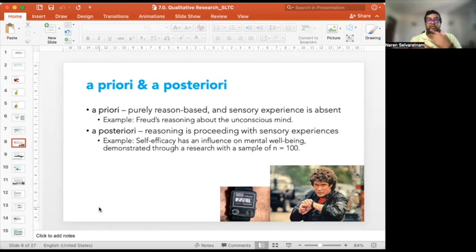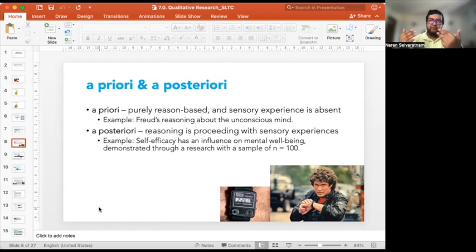A posteriori is different. Here, your reasoning is then proceeded with sensory experiences. So for example, I am saying balls, if dropped from a particular height, will come down at the same speed. If my reasoning is correct, it's just a matter of getting two balls and dropping them so that when they hit, I know the time is exactly the same. Now, if I do that, then you have sensory experience. You can see that I'm doing it, and at the same time, you can experience the entire thing.